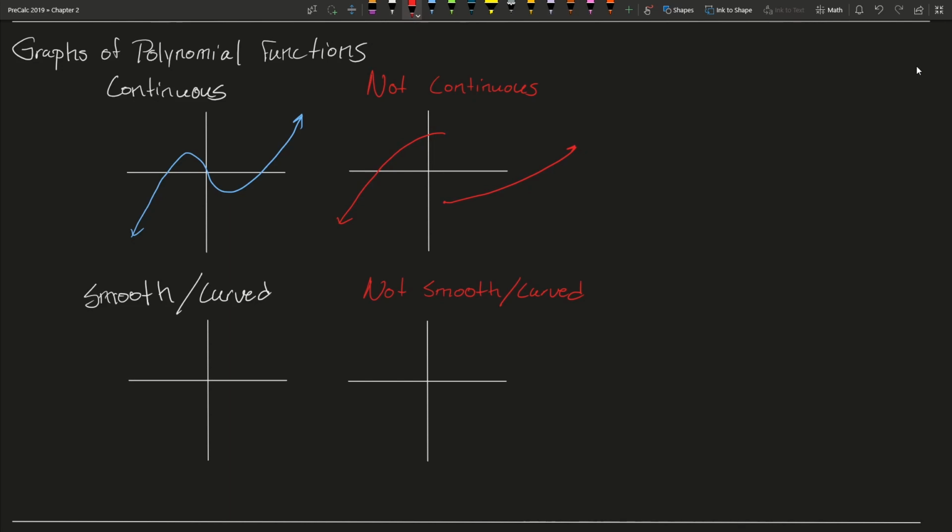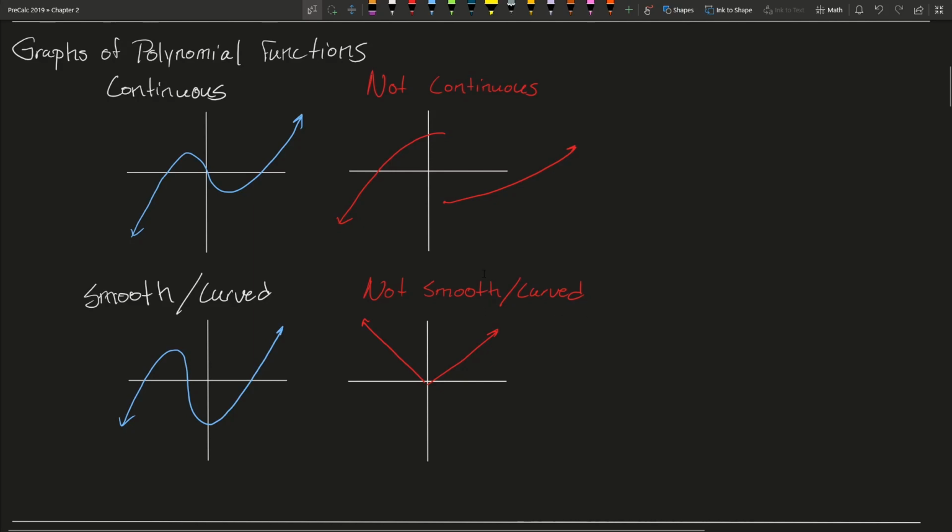The other thing that they share in common is that they are smooth and curved. So again, polynomial functions are always continuous, and there's a general smooth and curved pattern to them. An example of a function that is not smooth or curved would be the absolute value function. So anything with an edge is not a polynomial function, and anything that has a gap is also not a polynomial function.